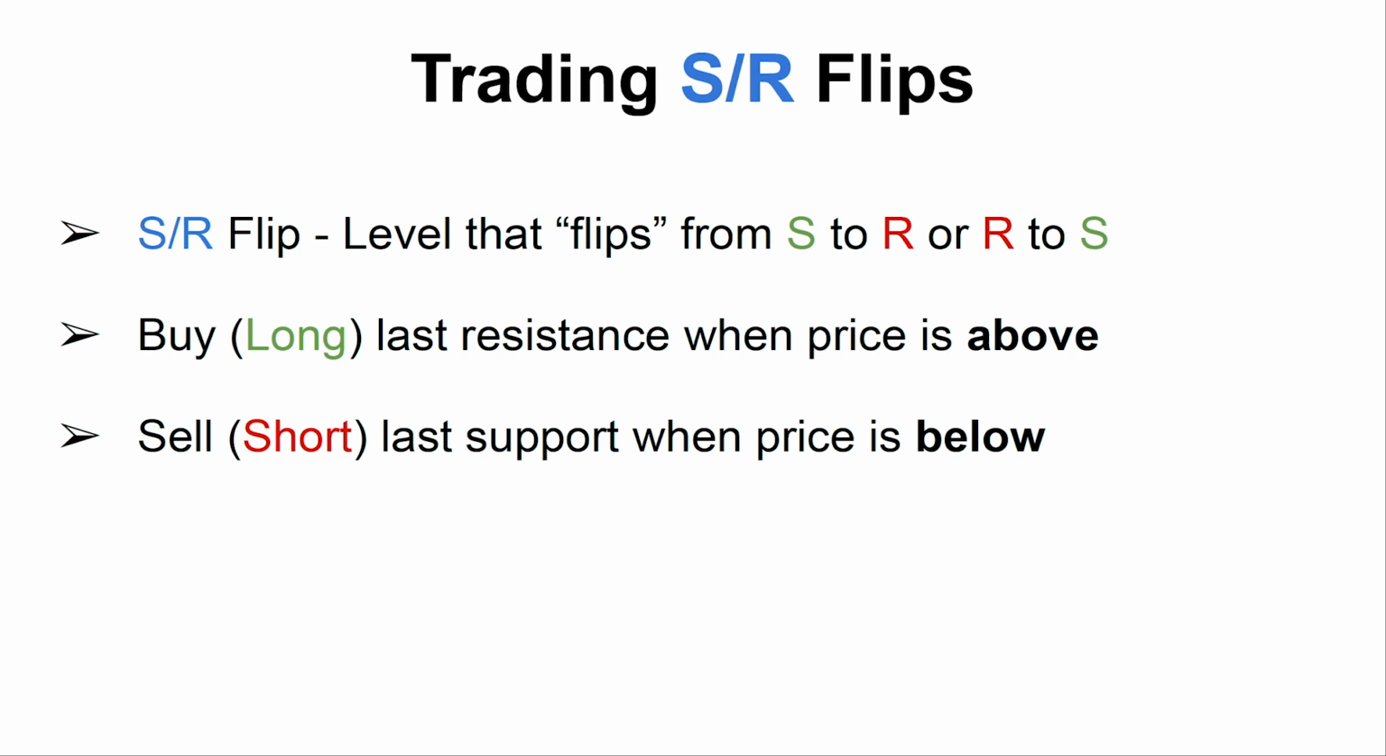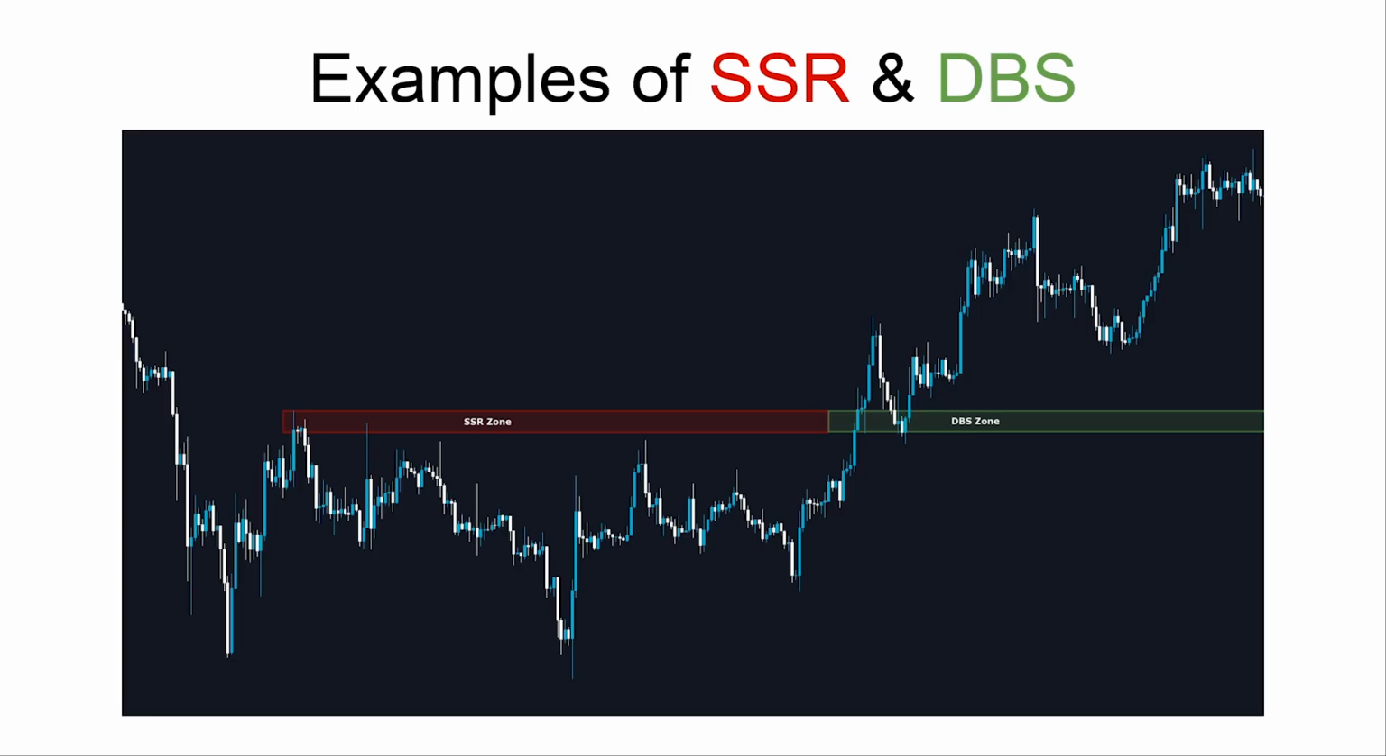Now let's talk about the general strategy for trading SR flips. For long positions, we'll want to buy a broken resistance when price trades above it. For short positions, we'll want to sell a broken support when price trades below it. Now let's pivot back to our previous example. Remember our SSR zone we just talked about? Well, look what happened on the next test. Price actually broke and traded above the level.